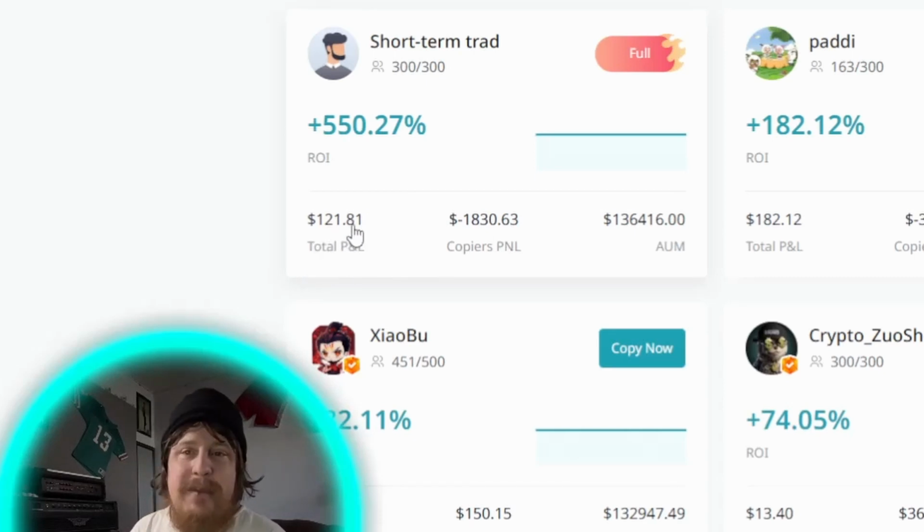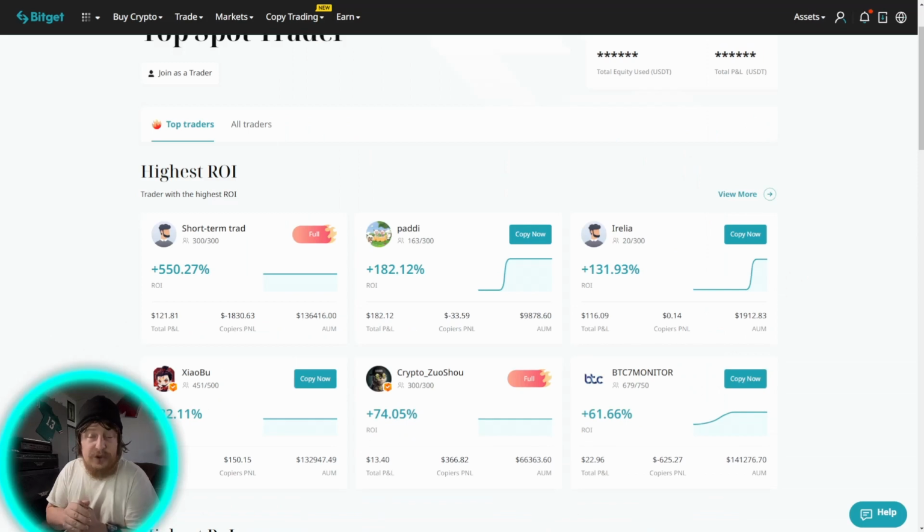Now, I don't know what the exact math is there, but let's just say it's like $20. He's turned $20 into $121, which is great. However, if you go over to the right of that and look under copiers P&L, so this would be the people that followed his trades, they overall are down $1,830, right?